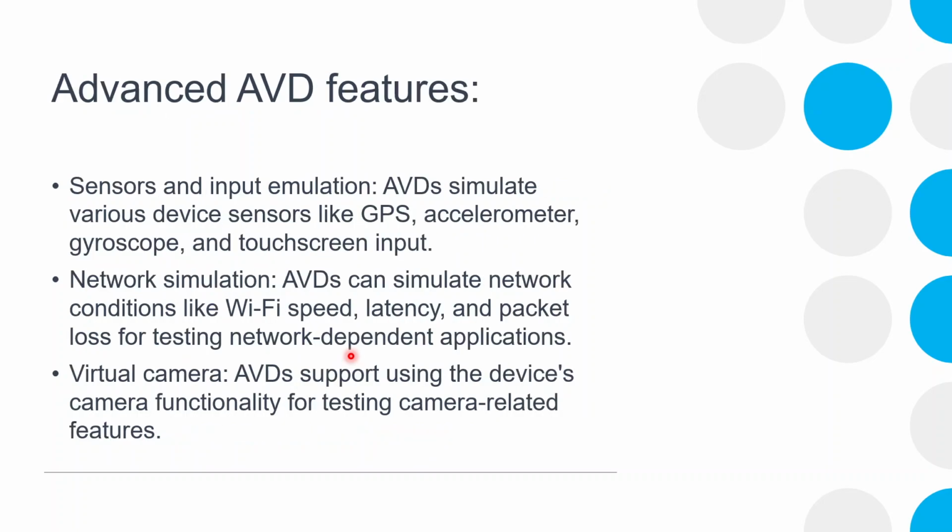In the next part, what are the advanced features of the Android virtual device? First, sensors and input emulation. AVDs simulate various device sensors like GPS, accelerometer, gyroscope, and touchscreen input. The second one is network simulation. AVDs can simulate network conditions like Wi-Fi speed, latency, and packet loss for testing network-dependent applications. The virtual camera is also supported in AVDs, using the device's camera functionality for testing camera-related features.